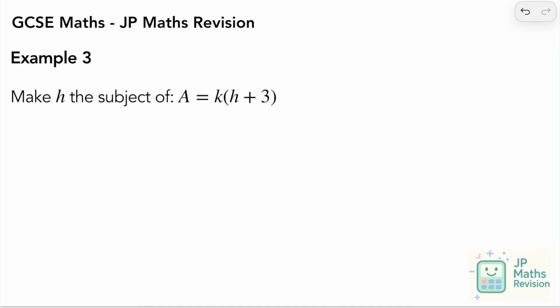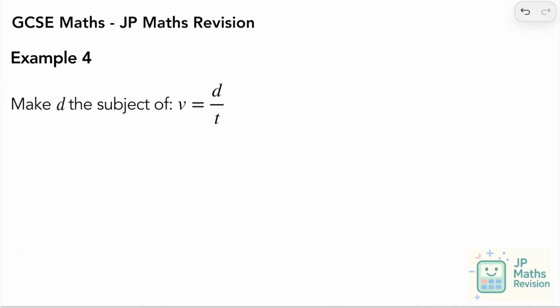This example here, we want to make h the subject. The thing that's in the way of h being by itself is the k and the plus 3. Firstly, we need to get rid of that k. Because what we're doing is timesing those brackets by k, we can divide both sides by k. So we end up with a over k equals h plus 3. And now to get rid of this plus 3, we're going to minus 3 from both sides. So we end up with h equals a over k minus 3.